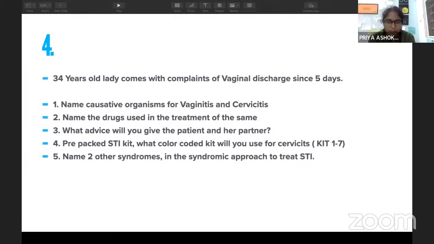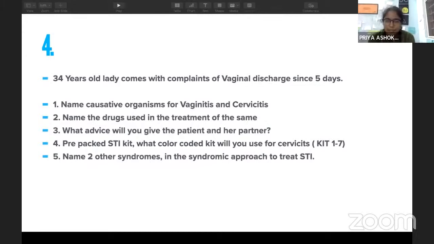Okay, answer this. I will advise refraining from intercourse till the time the disease is treated, and or use barrier methods of contraception. Okay, that is after, you know, if they've been treated. And I will also advise a partner to get themselves tested. If the discharge is not due to bacterial vaginosis, then the partner is also treated.